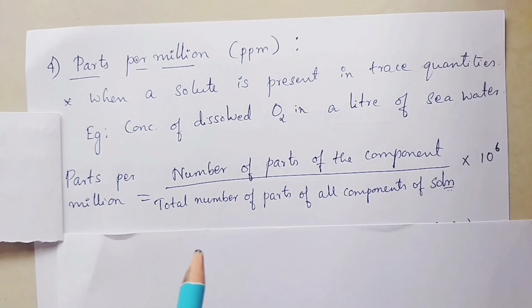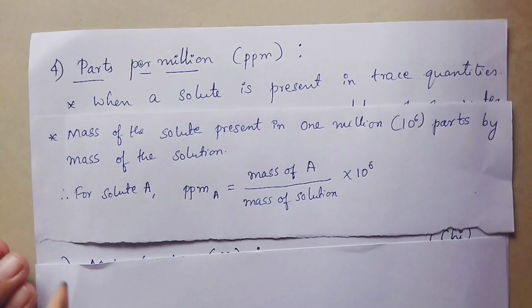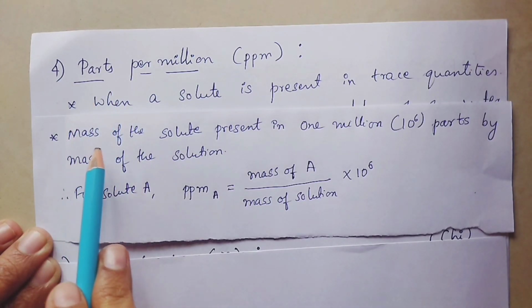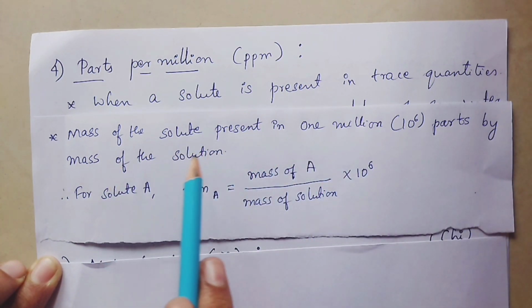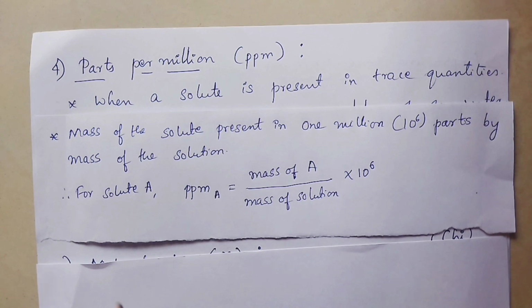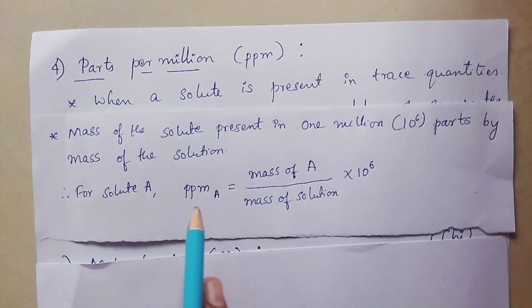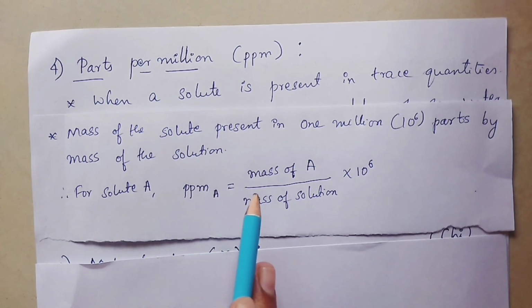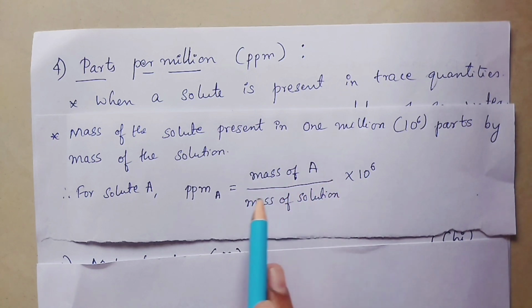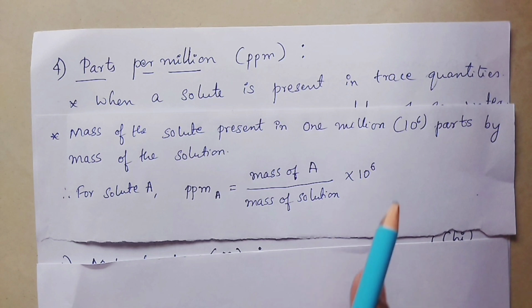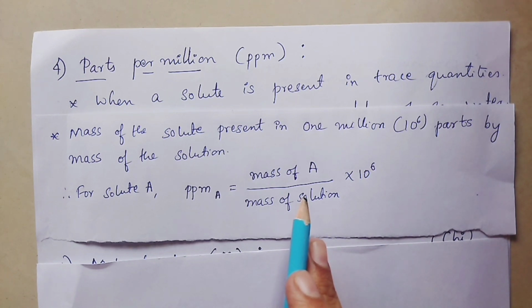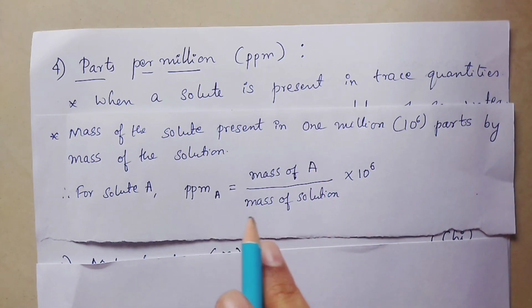If it is not clear to you, I have another explanation. Parts per million is the mass of the solute present in 1 million parts by mass of the solution. Therefore, for solute A, parts per million of A is equal to mass of A divided by total mass of the solution into 10 to the power 6. So that gives you concentration of A in parts per million.